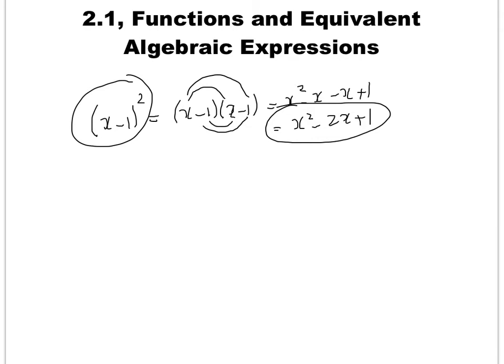For instance, if I say x is equal to 1 in this form, I get (1 - 1)², which is going to give me 0 squared, which is 0. If I put 1 in this one, I get 1 - 2 times 1 + 1, which gives me 1 - 2 + 1, which is going to give me 0. And they have to give you the same value since they are equivalent.